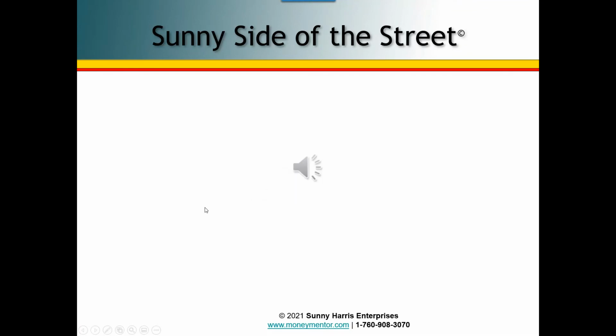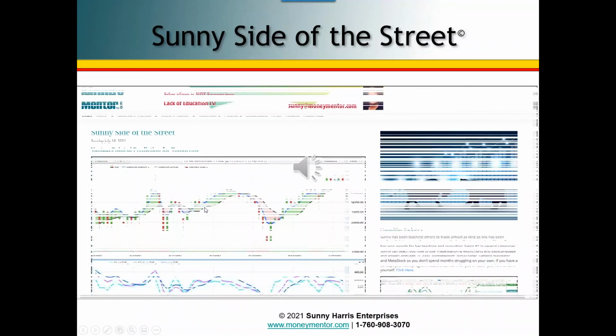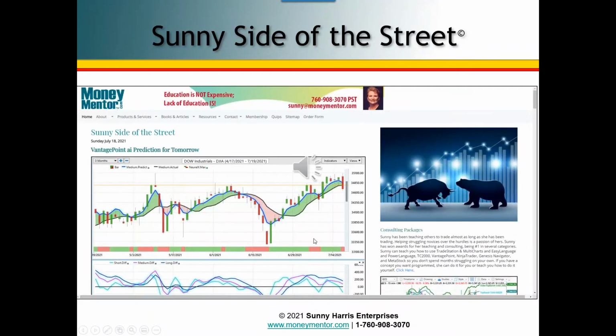Let's do this real quick. I write a newsletter on Sunday nights called The Sunny Side of the Street. And I put a Vantage Point prediction on there, and then I put stocks and bonds and gold and futures predictions. And you'll see here, this is the Vantage Point prediction. That was last week. Look what happened on Monday. This gray bar is them predicting what was going to happen on Monday before it ever happened.